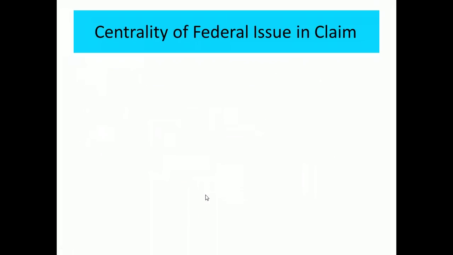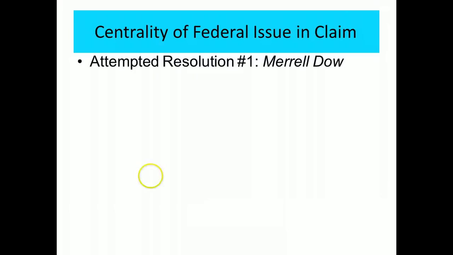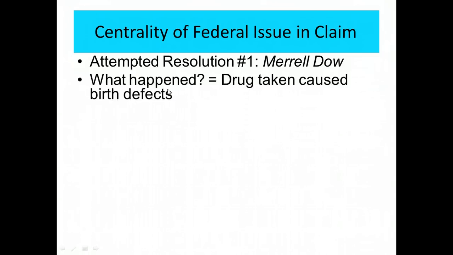And for quite some time after Smith and Moore, the circuit courts were left in sort of disarray over this issue. So the Supreme Court in the 90s tried to resolve this through the case known as Merrell Dow, and this is the last, most recent attempted resolution coming up to Grable. So you're getting closer towards the case that we actually are going to talk about and spend most of our time on in class.